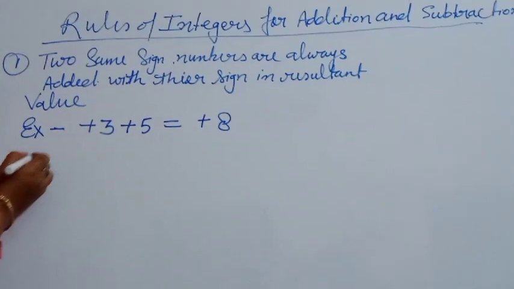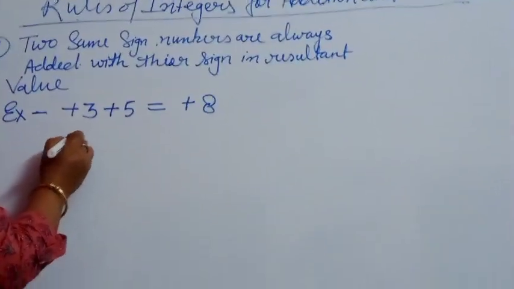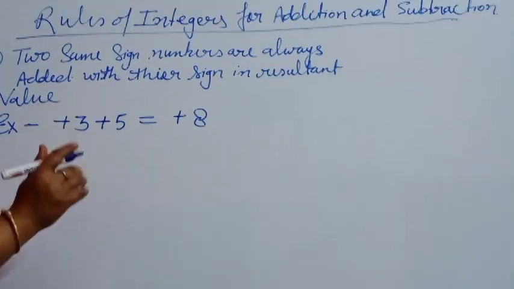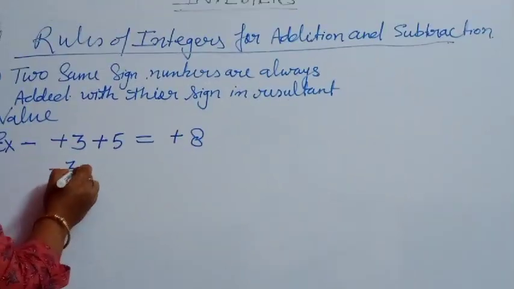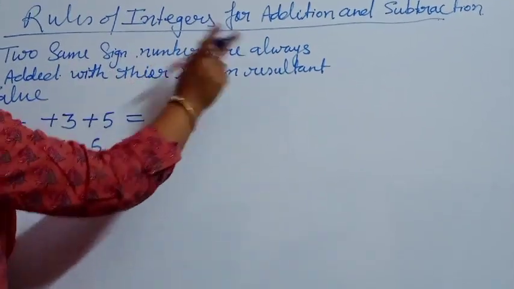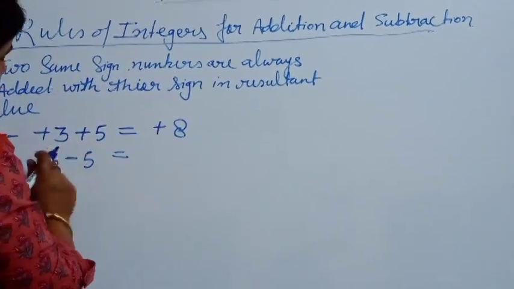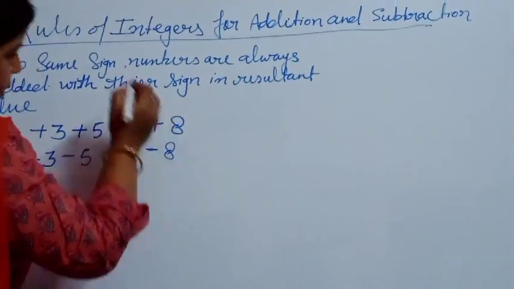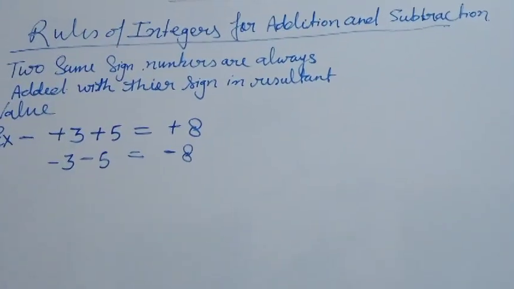Okay. Example number 2. I am taking same sign numbers so that you may understand in a better way. Minus 3 and minus 5. According to the rule, same sign numbers are always added. You add them, 5 plus 3 will be 8. What sign are they having? Minus. So it will give us minus 8. Understood?